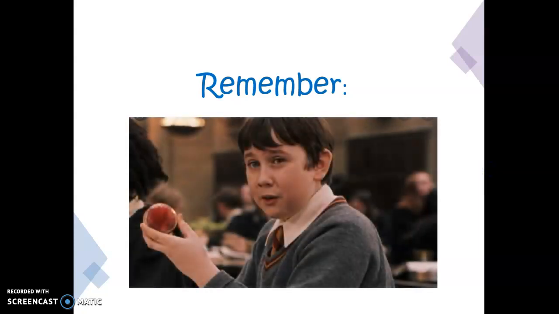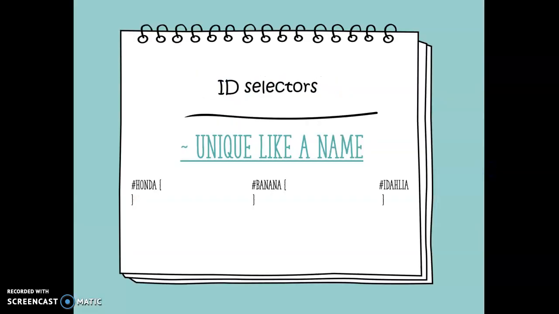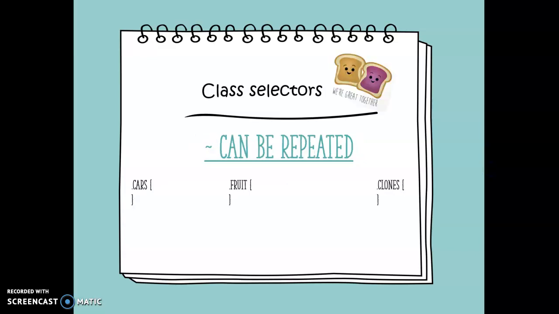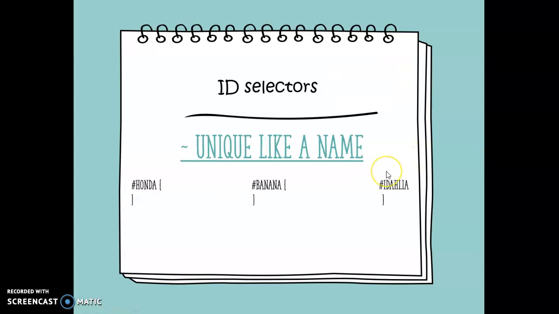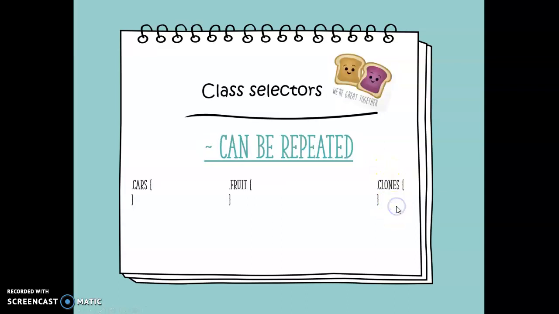So remember, ID selectors are unique like a name, Honda, banana, or Idalia. And class selectors can be repeated, like cars, fruit, or clones.